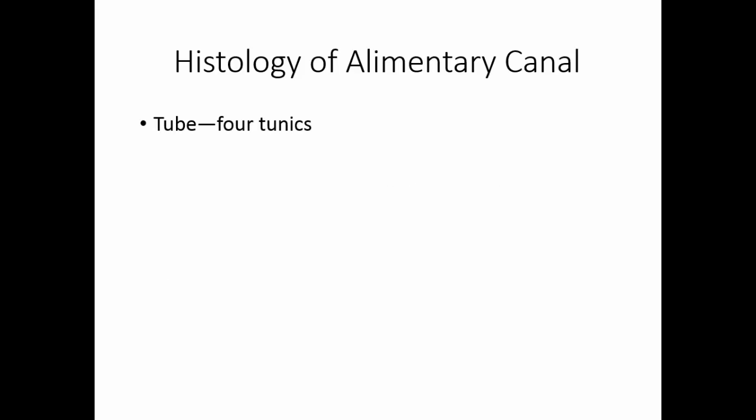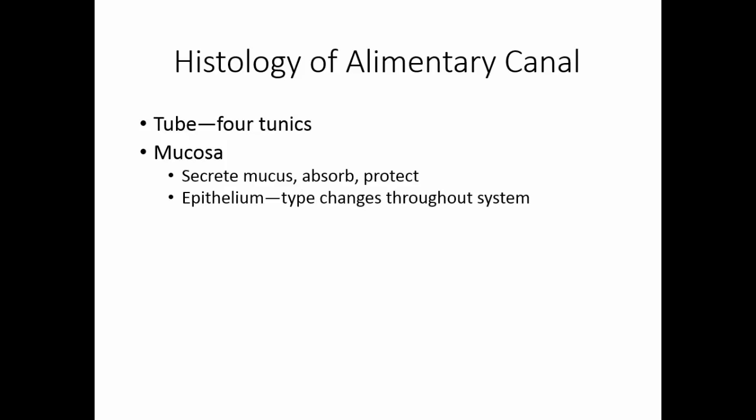The tube of the alimentary canal has 4 tunics or layers. The innermost layer is the mucosa. Its function is to secrete mucus, absorb nutrients, and protect the underlying layers. The mucosa is composed of epithelial tissue. It changes its type throughout the system. It is sometimes simple squamous, sometimes cuboidal, sometimes stratified squamous, or columnar tissue.